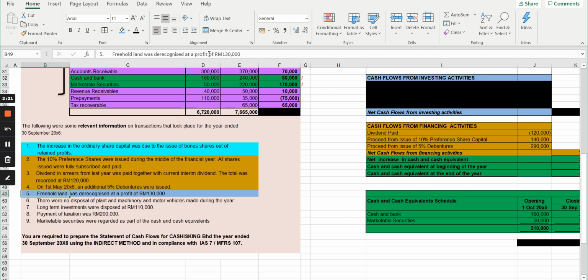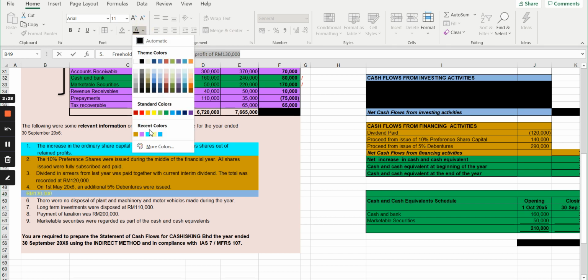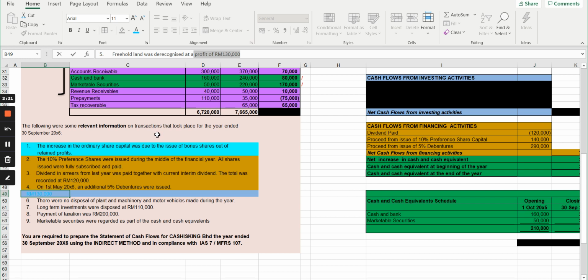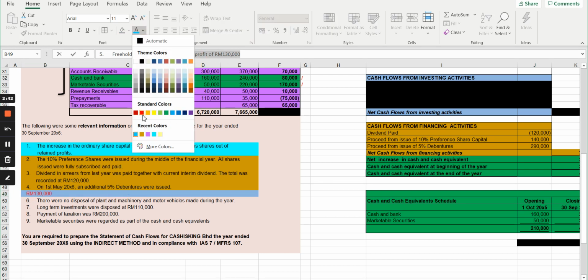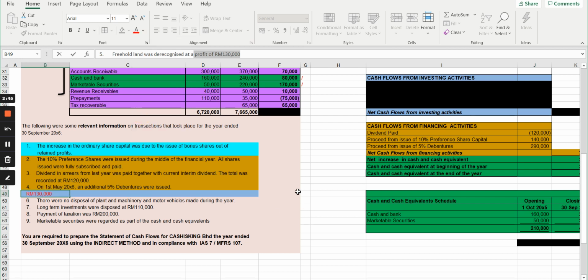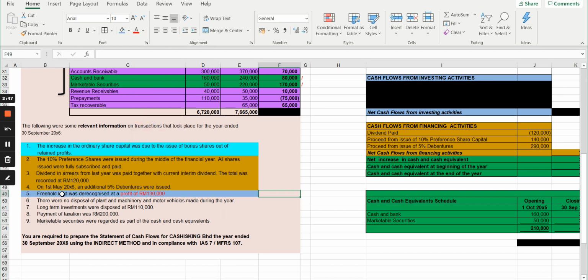For your information, the profit of 130,000 is actually a non-cash item. However, I'm going to highlight that in red so that it becomes clearer. This 130,000 should be included as your adjustment for non-cash and non-operating items, because remember we are doing this for our indirect method, but at the moment the profit was 130,000.